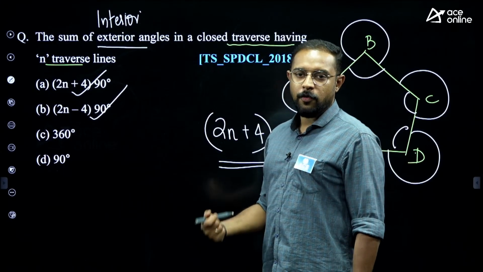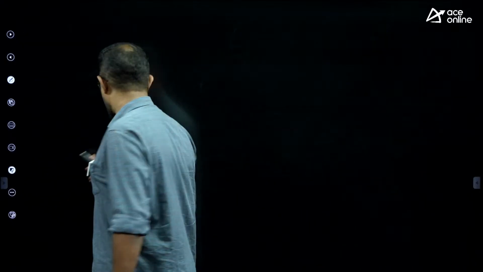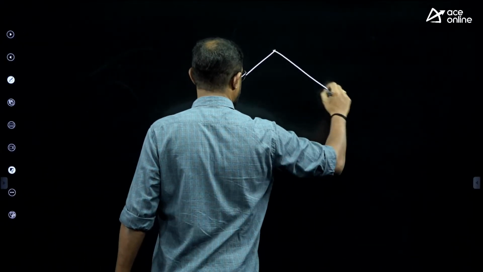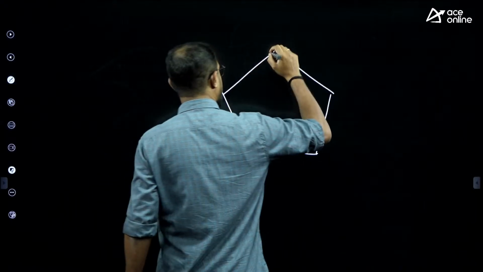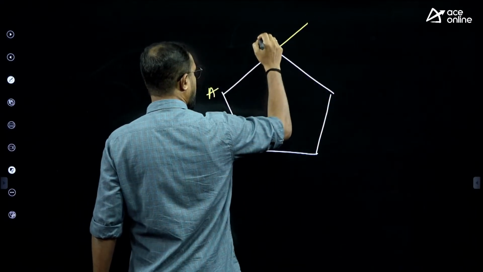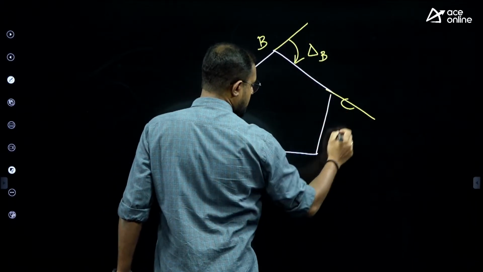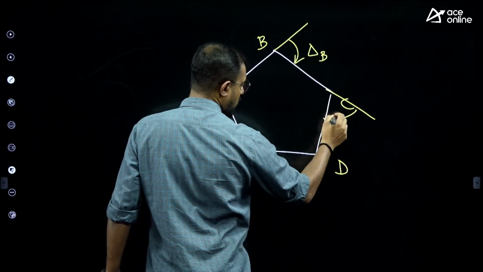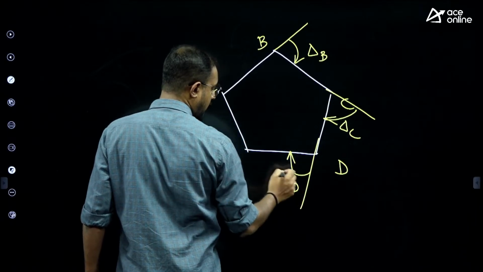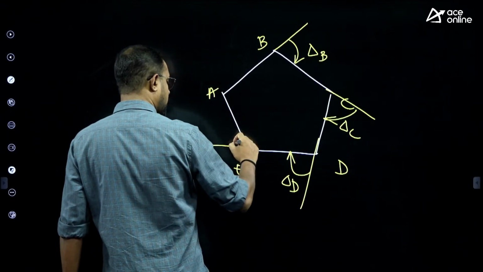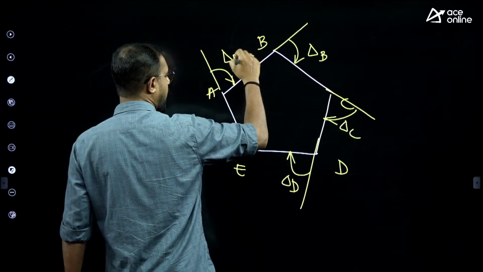What if they are asking you for deflection angles, the sum of deflection angles? So what is this deflection angle? Let us see. I am having a closed traverse like this. Now, if I extend this line here, this is A, B, C. This is the deflection angle at B towards C. This is the deflection angle at C towards D, delta C. This is the deflection angle at D from D to E. And this is the deflection angle at E from E to A. And this is the deflection angle at A from A to B.